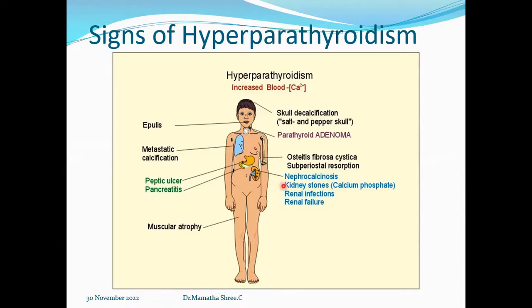Therefore, whenever there are kidney stones, what happens? The urine excretion is obstructed. That means more and more of the urine formed is being stored in the kidney. So that results in renal infections, and further it can lead to renal failure. Right? It also leads to muscle atrophy.